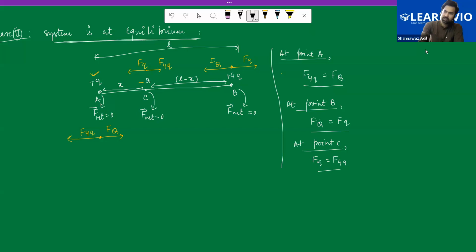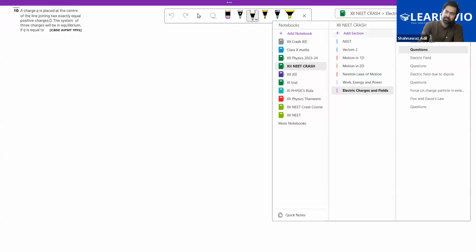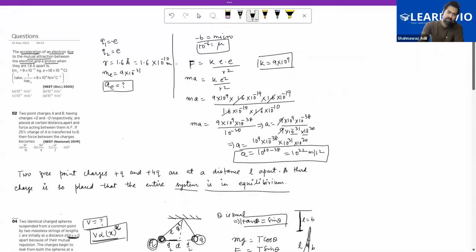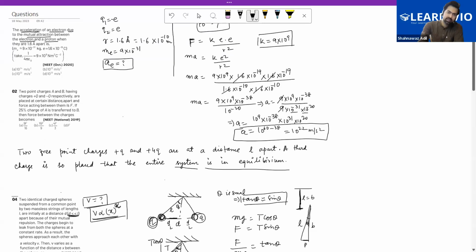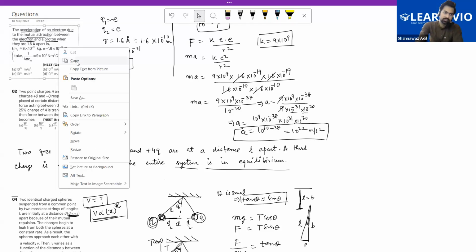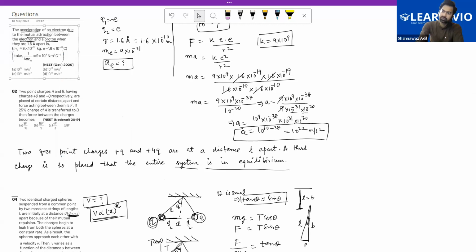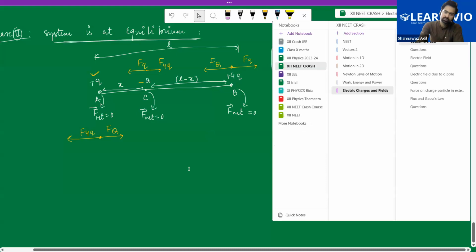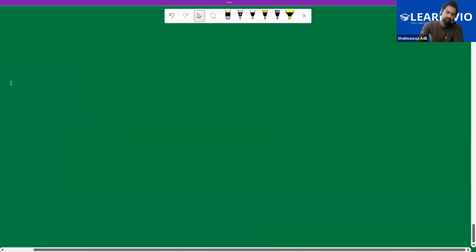So let us do some questions based on Coulomb's law. Let's do some questions. Okay, so let's take this question. All these questions are based on Coulomb's law.